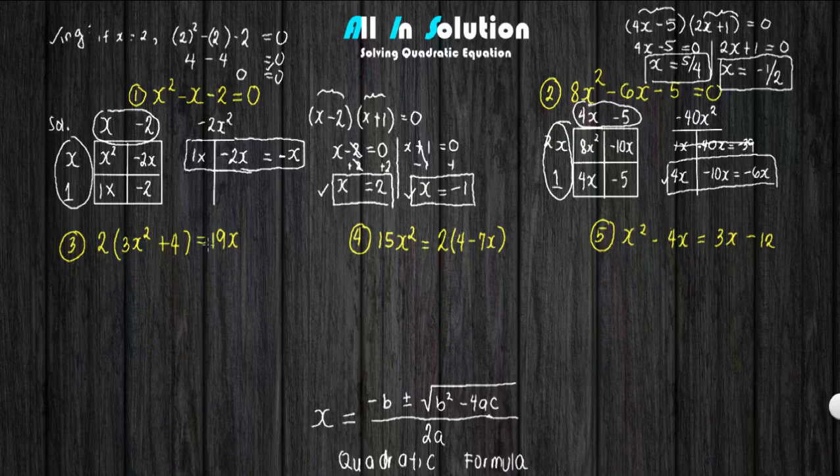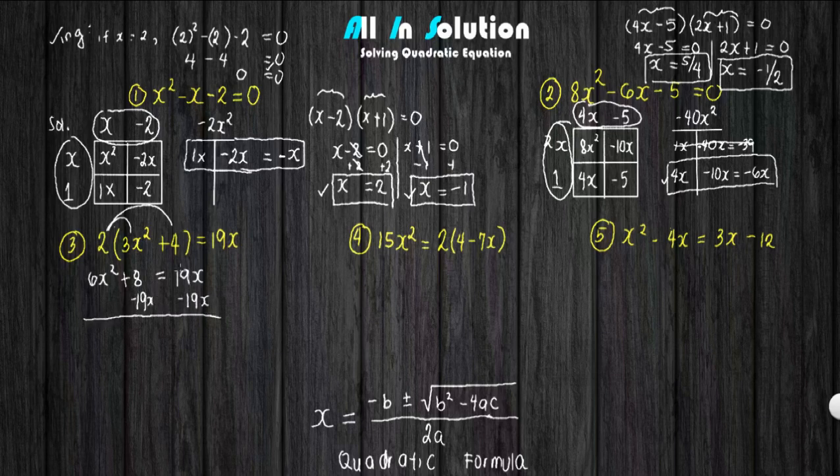Okay, for example number 3, hindi pa yan naka-standard form. So, let me distribute 2 dun sa loob ng parenthesis. For the first term, meron tayong 6x squared. And then, for the next term, 2 times 4, we have positive 8 yan, equals 19x. Now, since hindi pa rin naka-standard form yan, let me subtract 19x both sides. Ayan.